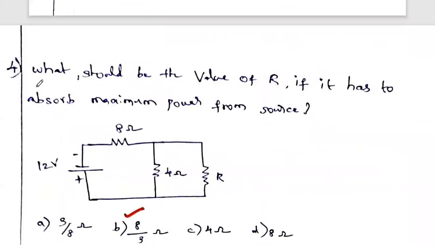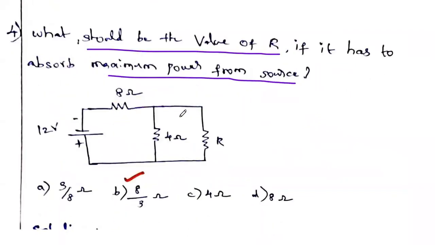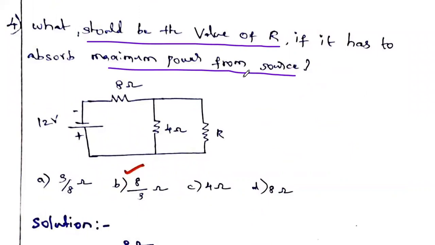Then the next question: what should be the value of resistor R if it has to absorb maximum power from the source? Okay, so this is the maximum power transfer theorem. This is the circuit given. In this circuit, if the maximum power is delivered to this load resistance R, what should be the value of R? That is the question.